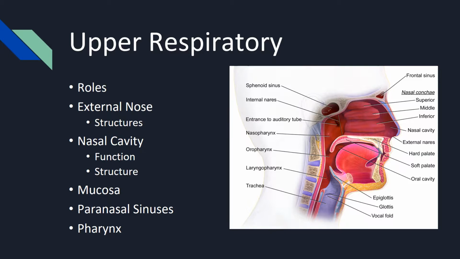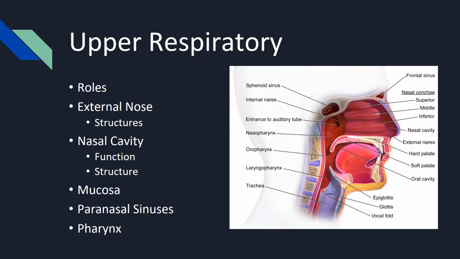External nose structures include the bridge, which is the top, the apex, the tip, the ala, which is the edges, external nares or nostrils, and the philtrum, which is the groove below the nose. The nasal cavity's function is the same as the upper respiratory system: clean, warm and moisten air, and it also houses olfactory bulbs for sense of smell.